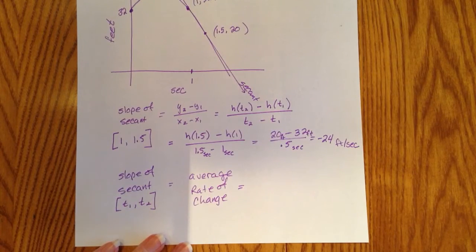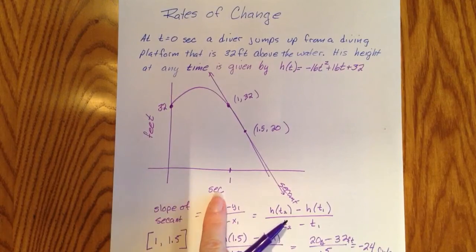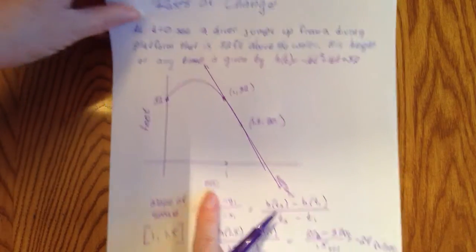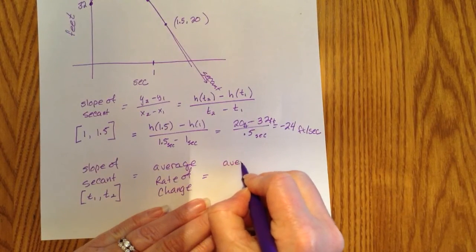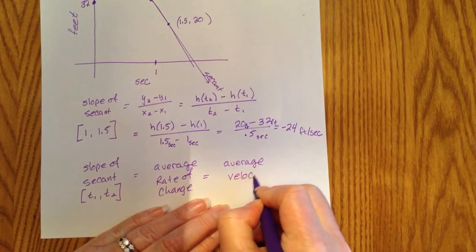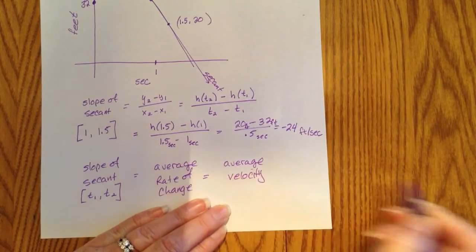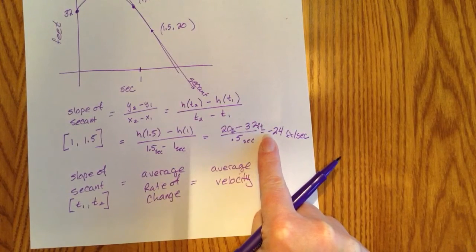And if the function that we're looking at is position versus time, it gives a second meaning. This becomes our average velocity. It's a velocity. It's a vector. There's a magnitude, and that negative is the direction. It's moving downward.